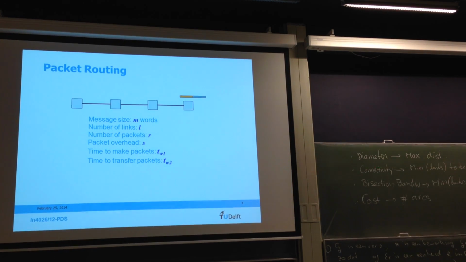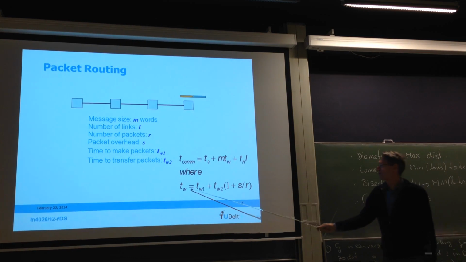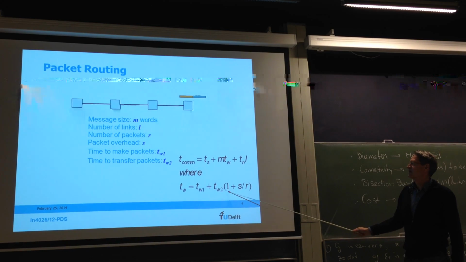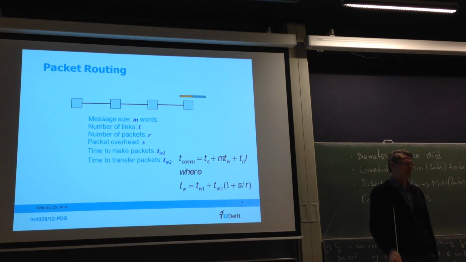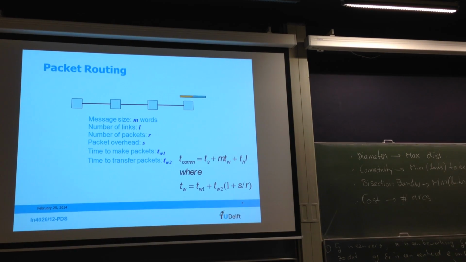So I split it and I start the first half, and then after the first half has been sent, received and forwarded to the next one, I can put the other one. Then our formula becomes exactly the same, but this one becomes somewhat more complicated: the transfer time per word is made up of the time to make the packets plus the time to transfer the packets plus the overhead factor of the packets. So somewhat more refined.